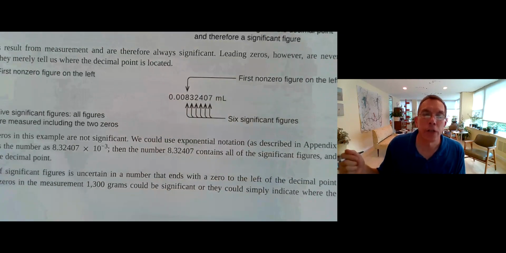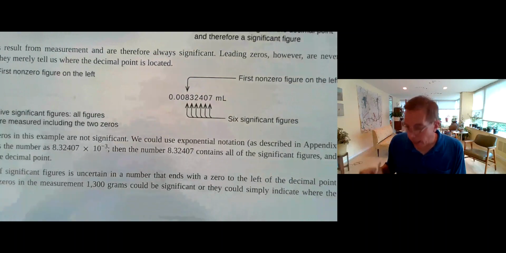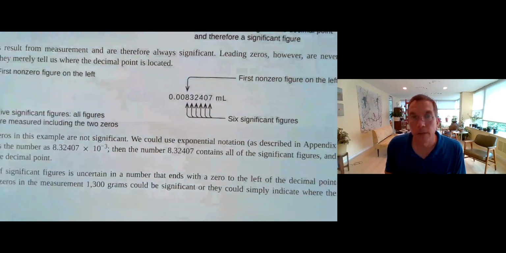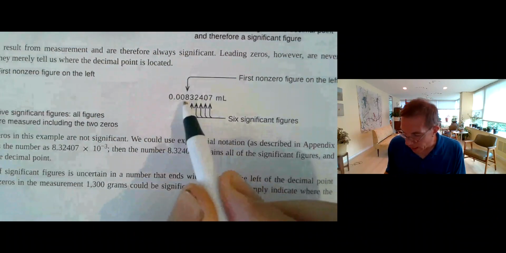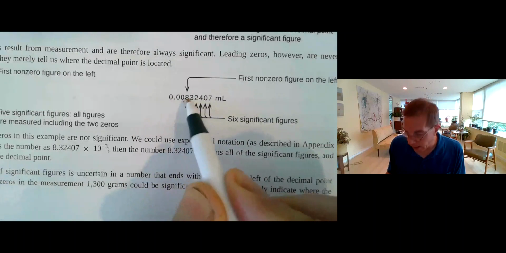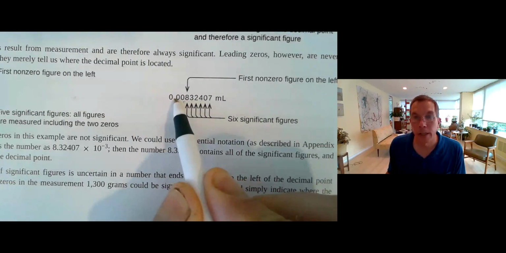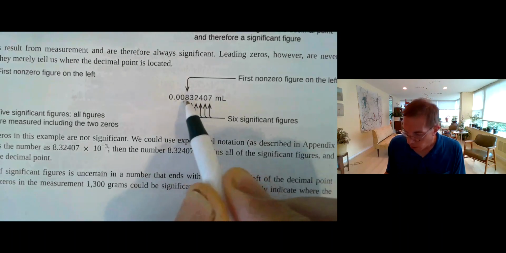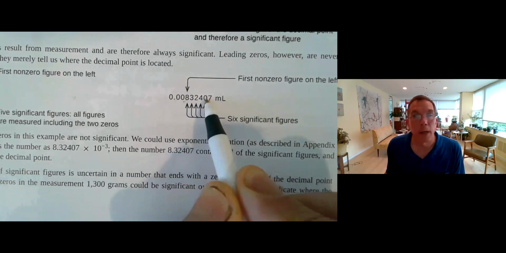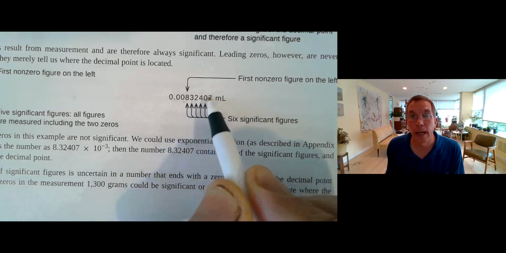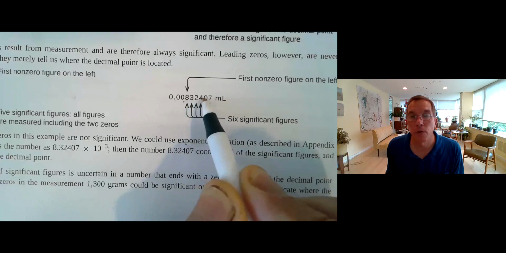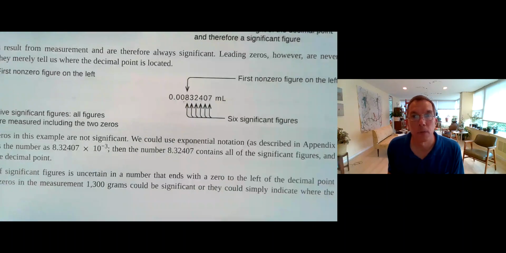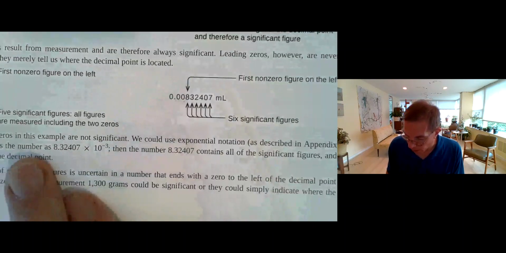Okay, so in this case, we come back to that non-zero digit rule. We're not going to count the leading zeros. We start with the first non-zero digit. 1, 2, 3, 4. We come across another 0, but it's captive, so we count that. 1, 2, 3, 4, 5, 6. So this would have 6 significant figures.